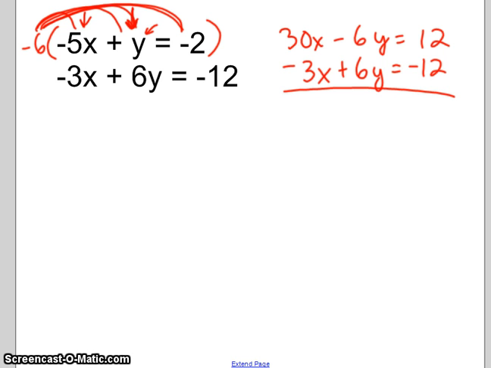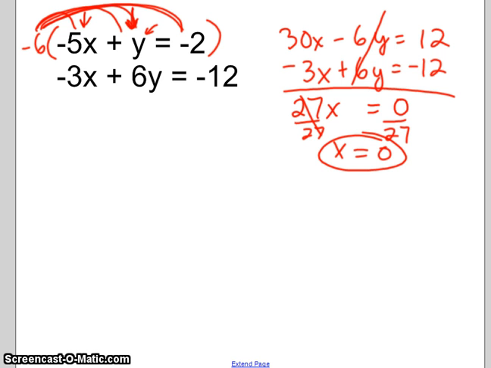Negative 6y and 6y, well, they're opposites. They cancel. That's the whole point of multiplying by negative 6. 30 minus 3x is 27x. 12 minus 12 is 0. Alright, so we have 27x equals 0. Divide by 27. We get x equals 0. Alright, so our first value is 0.